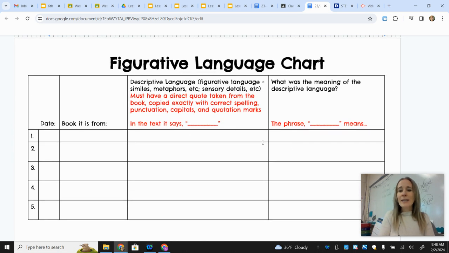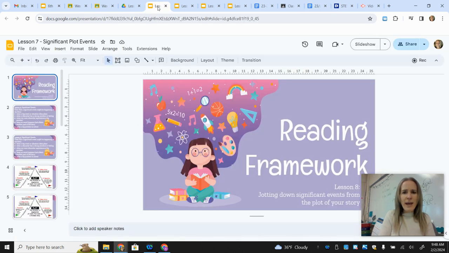So again, this part hasn't changed. You would have the date, the book it is from, your descriptive language is being pulled directly from the text. So again, I put these directions right here at the top in red so that if you ever forget that you need to do it, it's right there as a reminder. You have to copy it exactly. It should have a lead-in transition phrase like in the text it says. And then in this box, you're going to explain what the phrase means. So let me pull up an example of that for you.